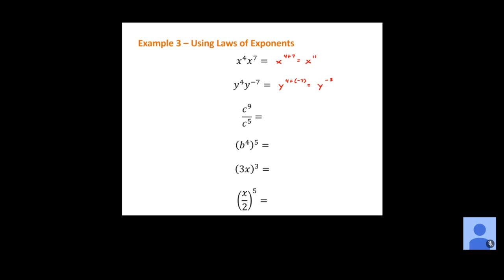Now, in general, we typically don't leave negative exponents. And so remember, we have that property that told us if we have a negative exponent, we can rewrite it as a positive by moving it to the denominator. So this is 1 over y to the third power.